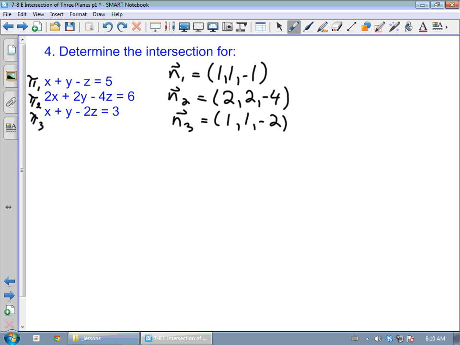So what do we notice when we look at our normals? Well, we notice that 2 and 3 are scalar multiples. So these are going to be parallel. Plane 2 and plane 3 are parallel. And if we look at the scalar equations, we can see that again, the equation of plane 2 is a scalar multiple of the equation of plane 3. So plane 2 and plane 3 are coincident.